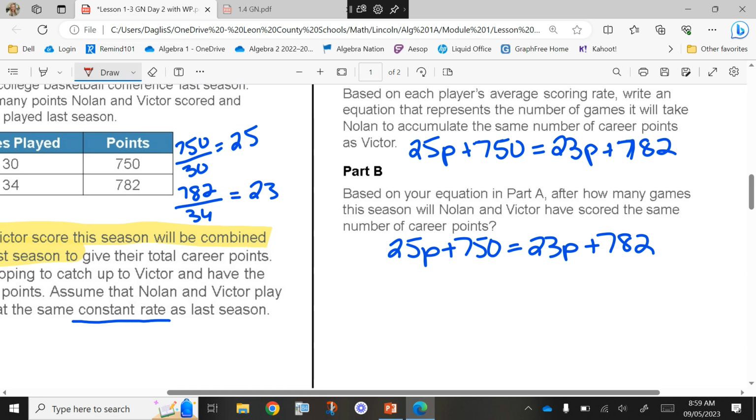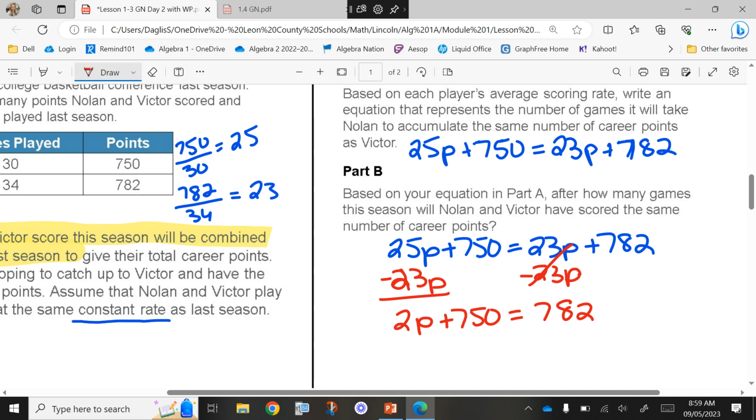No. So now it's time to start moving things to the other side. Which piece do you want to move first? 23p. How are we going to move it? Subtracting. There we go. So what do I have on this side now? What is 25p minus 23p? 2p. Plus 750 equals 782.